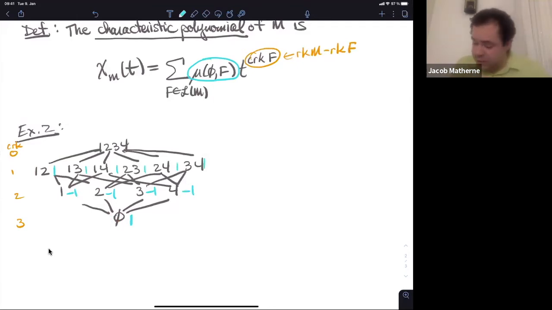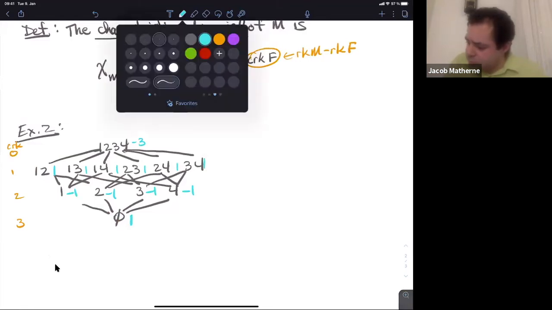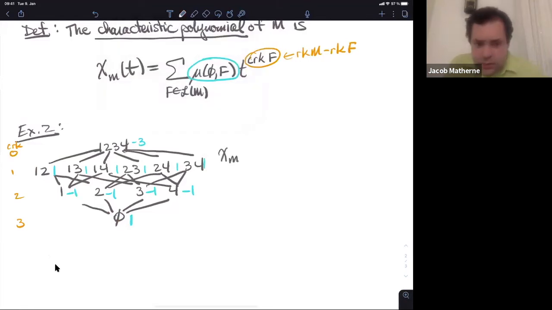And then finally, if I'm at the top flat, I have to look everywhere below it. And if you sum all of these numbers, you'll see that you have to put -3 here. Okay. So the characteristic polynomial of the matroid in this case, I put all of these numbers, and what I have to do now is just multiply by t to the corank.